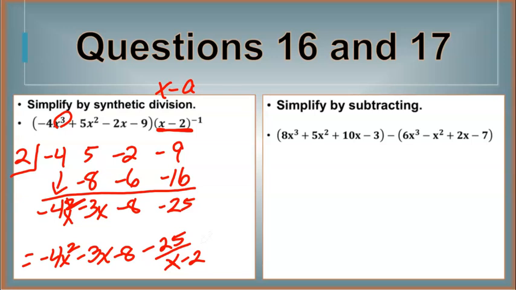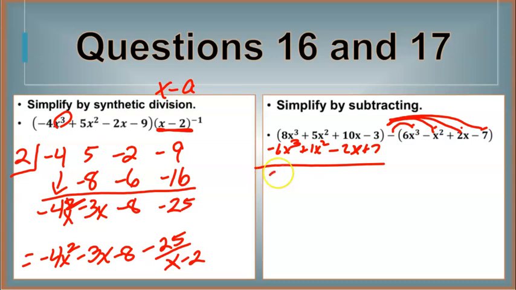Question 17. Simplify by subtracting. So I'm really subtracting all of this, so I'm just distributing the negative 1. So I'm going to stack this, so this would be a minus 6x cubed minus a negative x squared, which means plus 1x squared, minus 2x. And if I'm subtracting a negative 7, I'm really adding 7. So now combine like terms, I get 2x cubed plus 6x squared plus 8x. Negative 3 plus 7 is a positive 4.